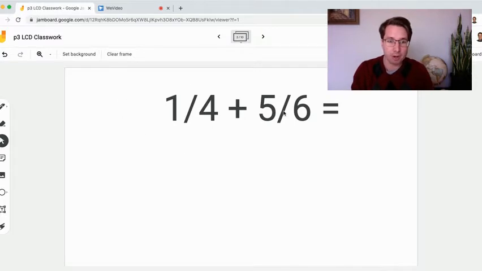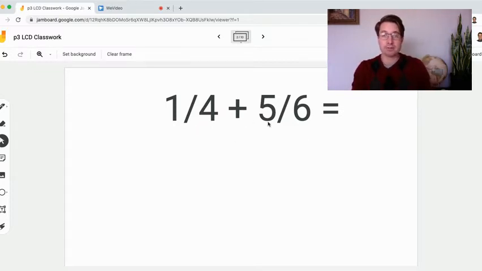So here's frame 1. We have 1/4 plus 5/6. You can always pause the video, try to solve it for yourself, maybe on a piece of paper, and then compare your work to mine. So you can pause it right now. All right, so let's continue.